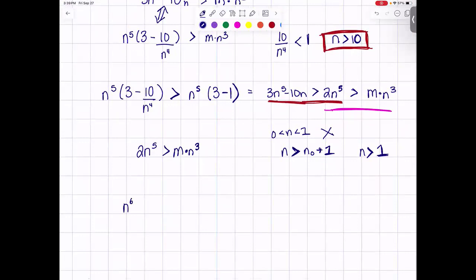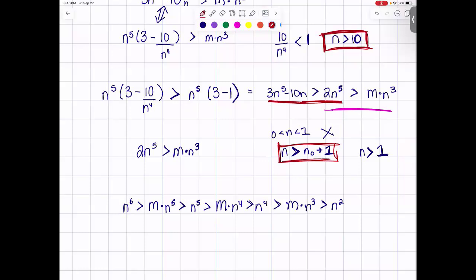And when we do that, we are able to say things like n to the 6 is greater than any number of multiples of n to the 5, which would be greater than any number of multiples of n to the 4, greater than n to the 4, greater than any number of multiples of n to the 3, greater than n to the 2. And so having that term of n being definitely greater than n naught plus 1 right here allows us to see that this term right here is definitely going to be bigger than this term right here.